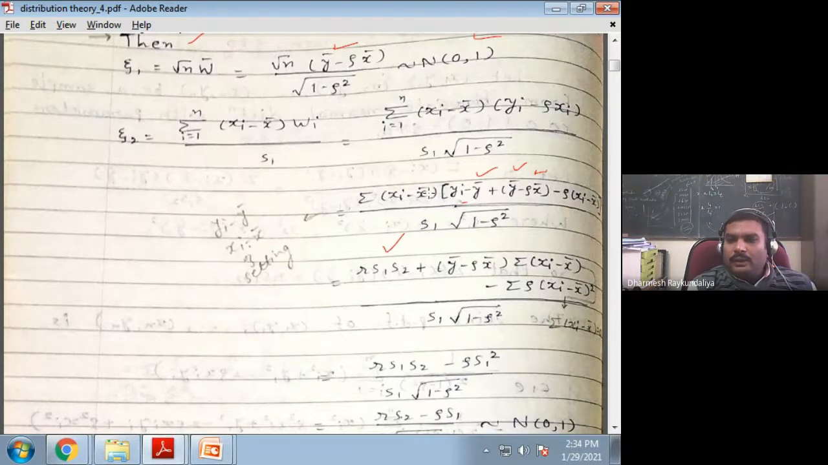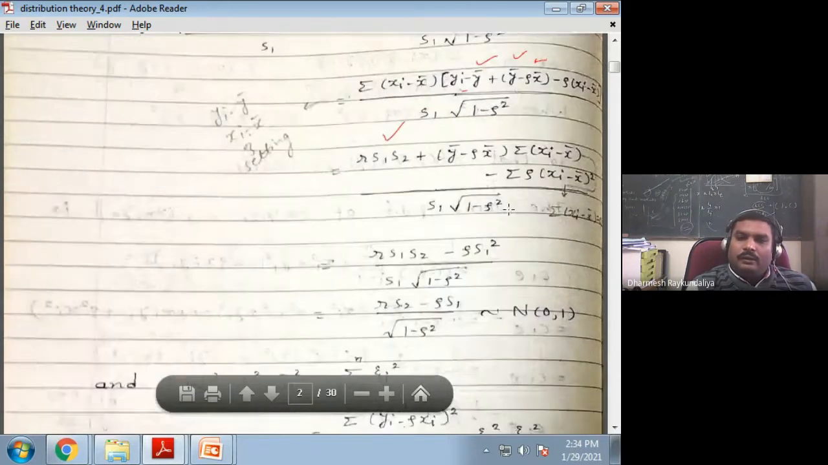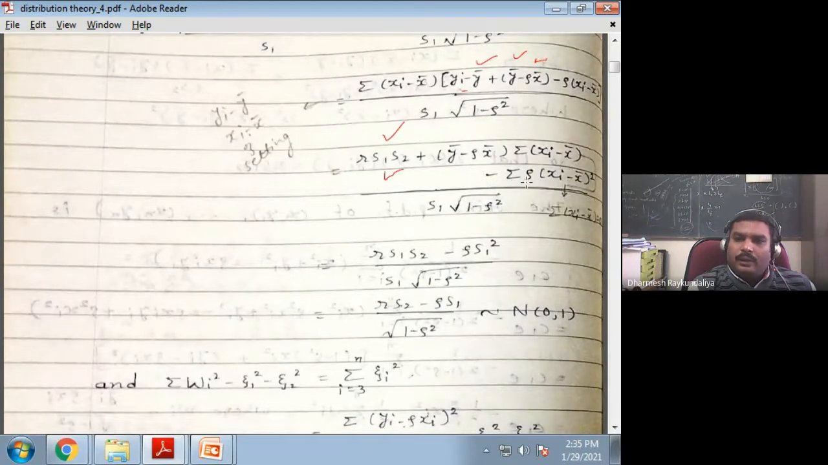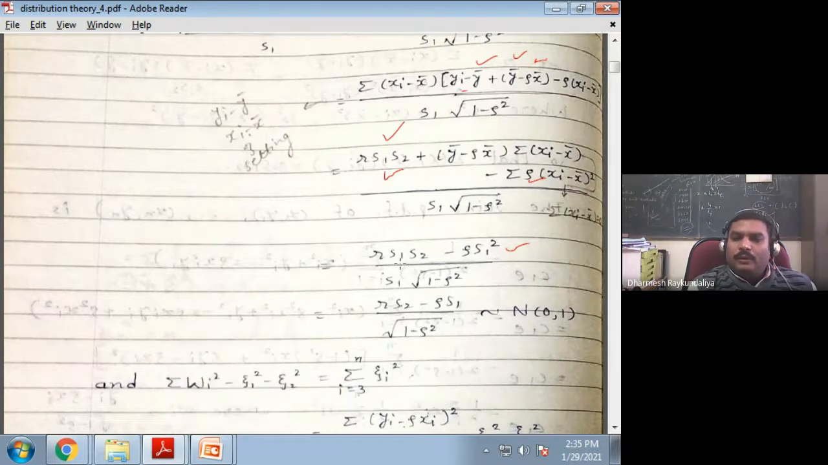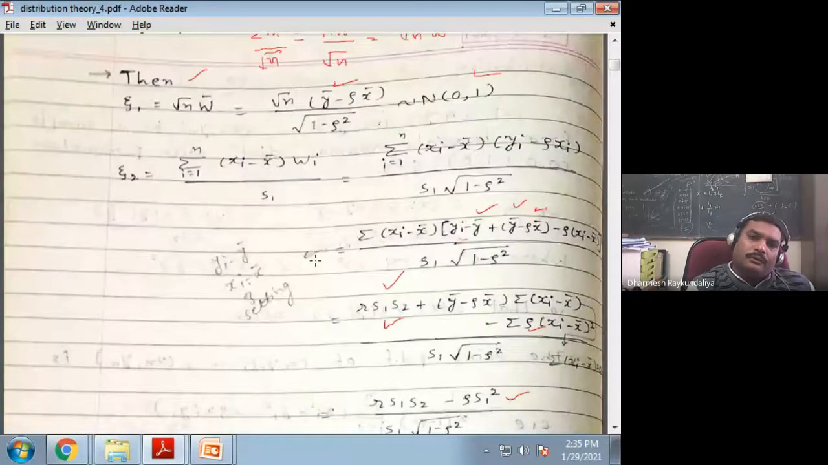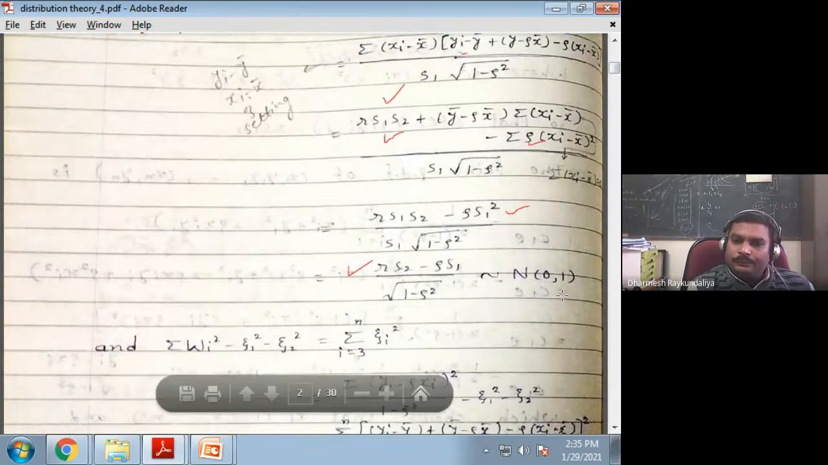And now the third quantity is summation (xi minus x bar) with minus this. So minus rho outside, summation (xi minus x bar) whole square. So it is s1 square. So you have only two quantities. One is this r s1 s2, and another quantity is minus rho s1 square. So this is what is written. Now if you take s1 outside common, it is (r s2 minus rho s1) upon s1, this cancels out, it is root 1 minus rho square. And again, xi2 also has distribution normal 0, 1. So what is the distribution of this test statistic? It is also normal.